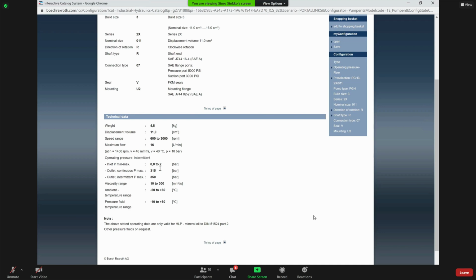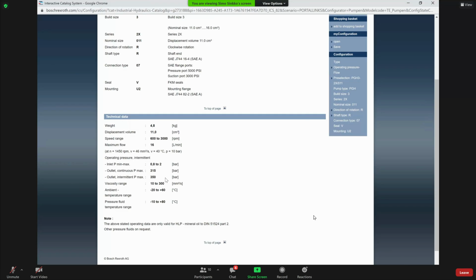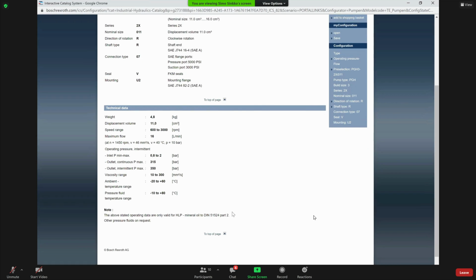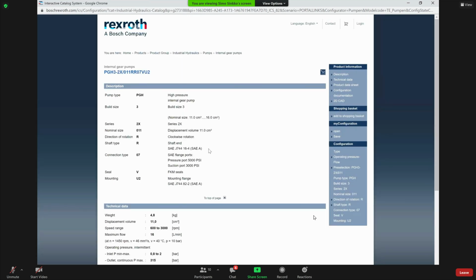It can generate continuously 350 bar, which is more than enough. And it can produce short peaks of 350 bars. Then a viscosity range and some temperature range. And I want to have a look at this technical data sheet still.